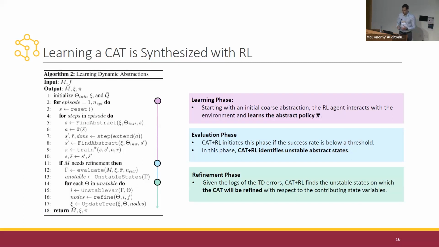In the refinement phase, as we already know, the intuitive idea is finding a contributing state variable for instability. We can find those state variables, and then we can refine the CAT accordingly. And after that, we can start a learning phase again. This process can go on and on until we are happy with the abstraction, until we are happy with the success rate of our agent.